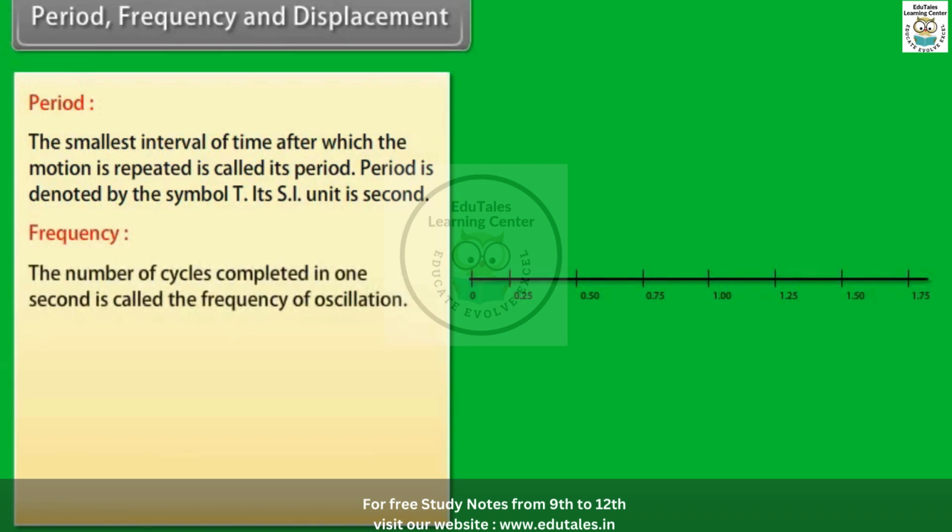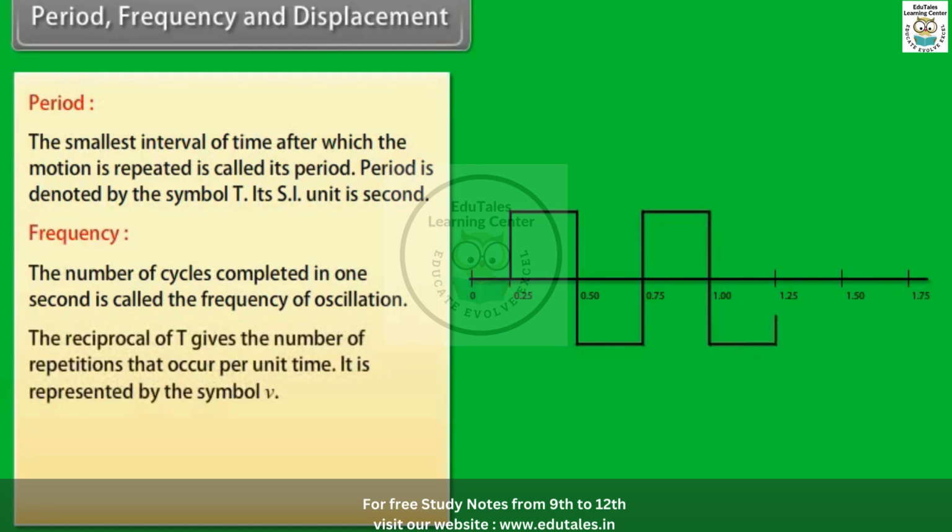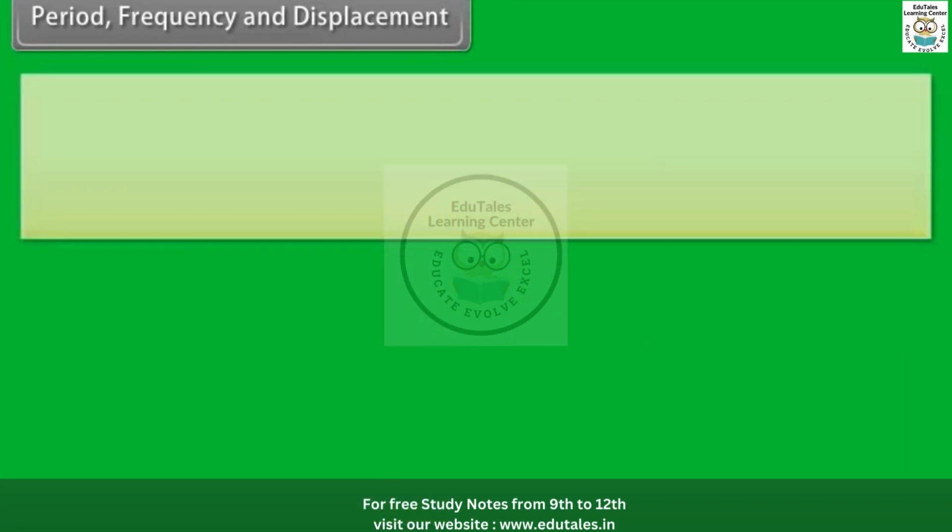Frequency. The number of cycles completed in 1 second is called the frequency of oscillation. The reciprocal of T gives the number of repetitions that occur per unit time. It is represented by the symbol ν. The relation between ν and T is ν equals 1 by T. The unit of ν is per second and is called Hertz.